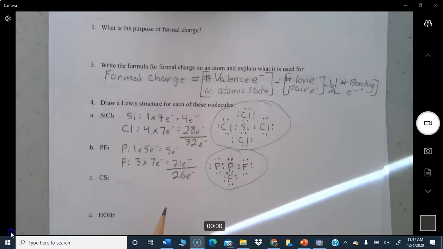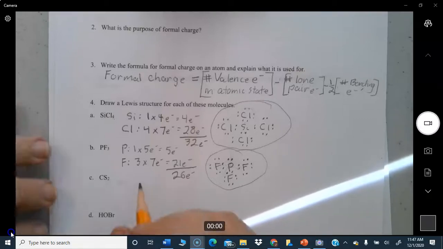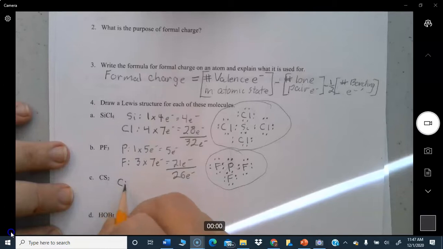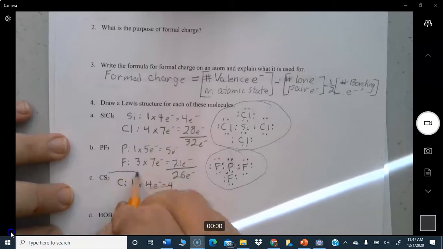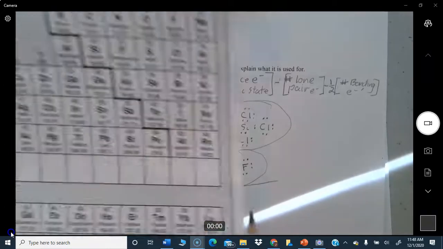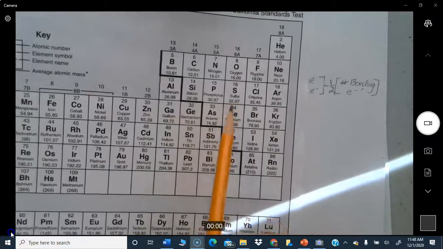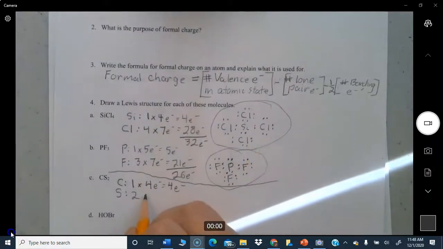All right, let's do carbon disulfide. All right, so we're going to count the valence electrons. And sulfur is right here below oxygen, so it also has 6 valence electrons. And that's going to give you 16 valence electrons you've got to account for.